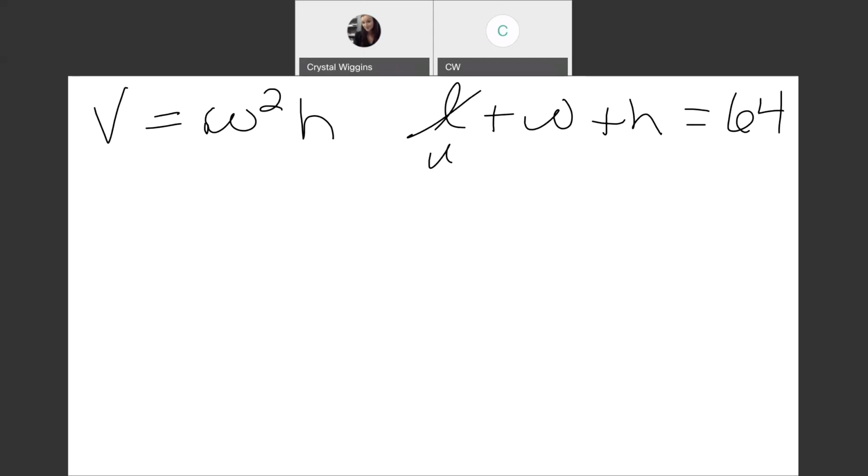So since the length is a width, we have 2W, so 2W plus H is equal to 64.